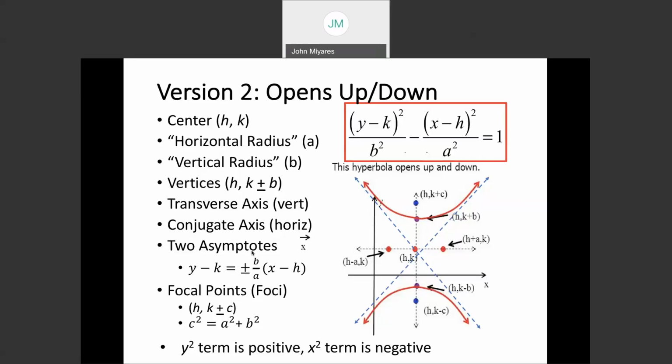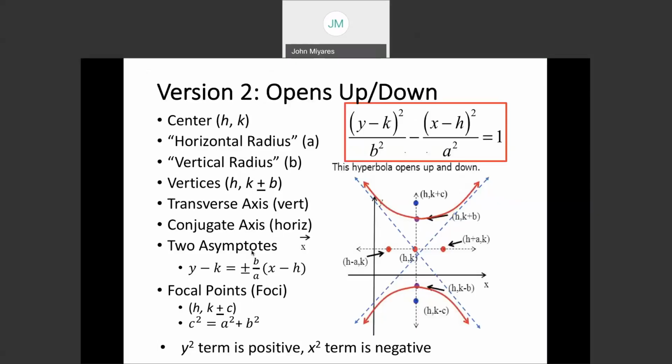Since this hyperbola opens up and down, the vertices will be at h, comma, k plus or minus b. The transverse axis is going to be vertical, and the conjugate axis is going to be horizontal.